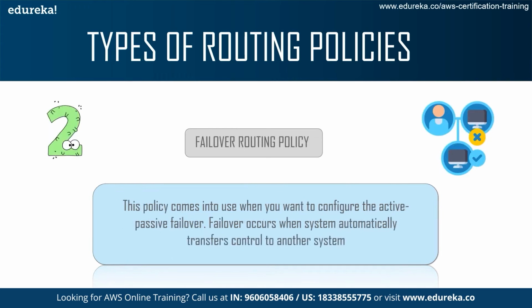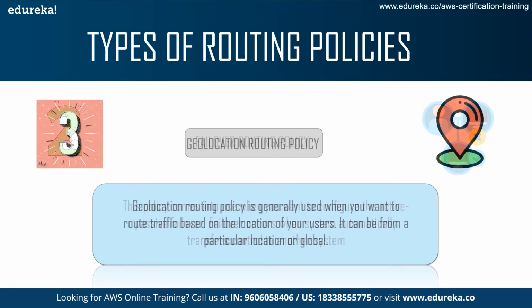Next up, we have a failover routing policy. Now, this policy comes into use when you want to configure the active passive failover. Failover occurs when your system automatically transfers control to another system, right? Next up, we have geolocation routing policy. Now, geolocation routing policy is generally used when you want to route traffic based on the location of your users. This is something that we discussed before. Now, it can be from a particular location or from a global location, right?